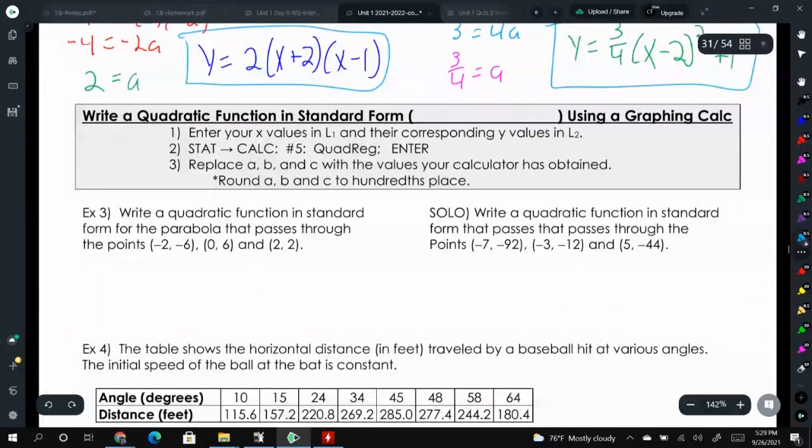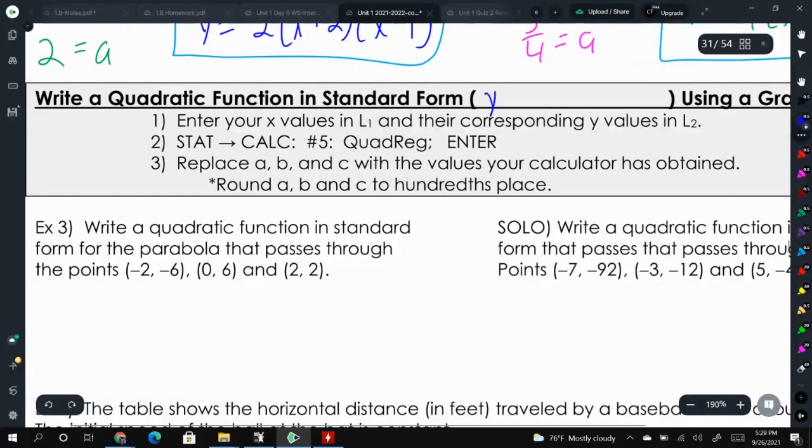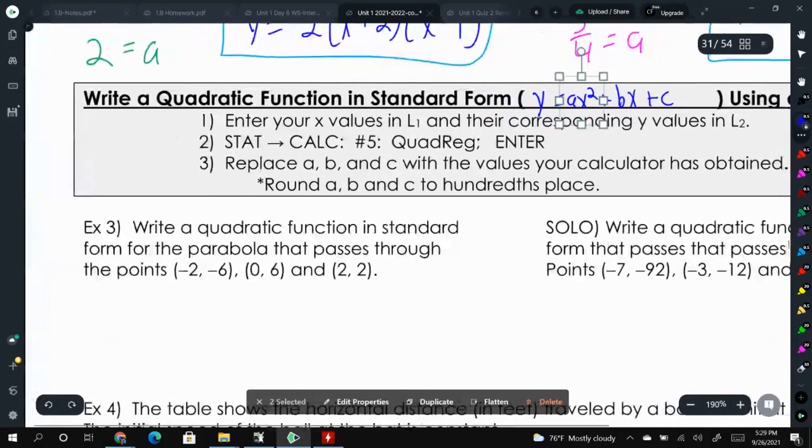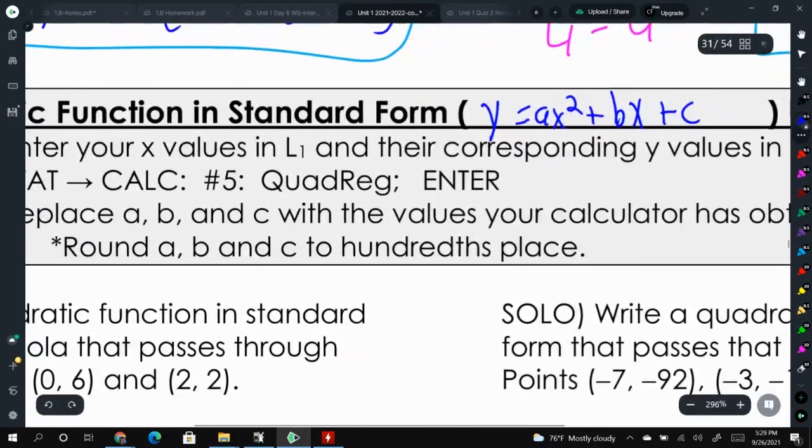The last one was with standard form. And remember, standard form is y equals ax squared plus bx plus c. You'll notice that we have a, b, and c to solve for. And there is a way to do this by hand, but it's a long and tedious process, and we now have technology that assists us in this. So we're going to be using that technology, our graphing calculators.